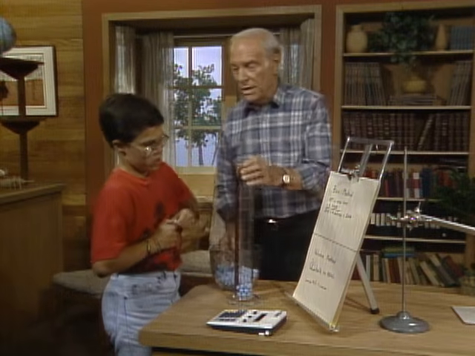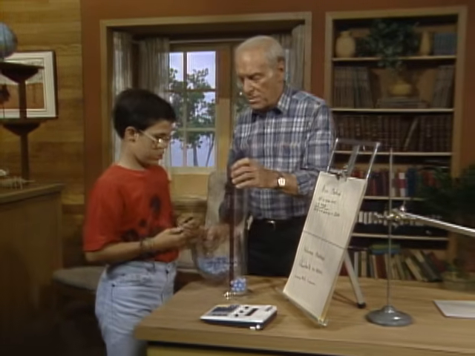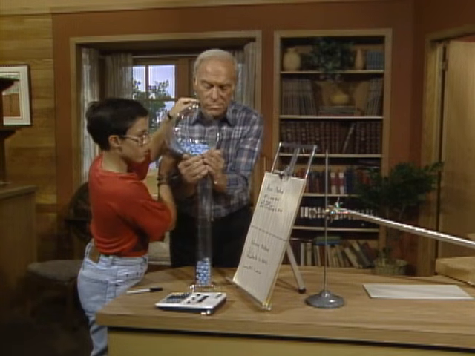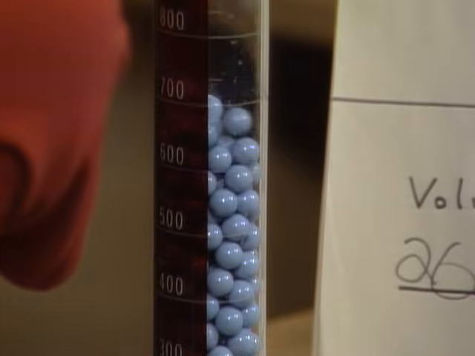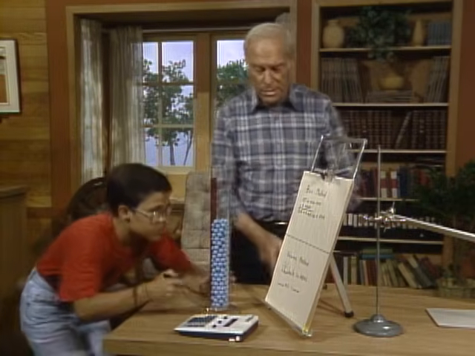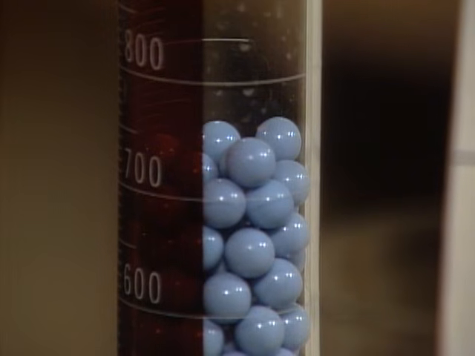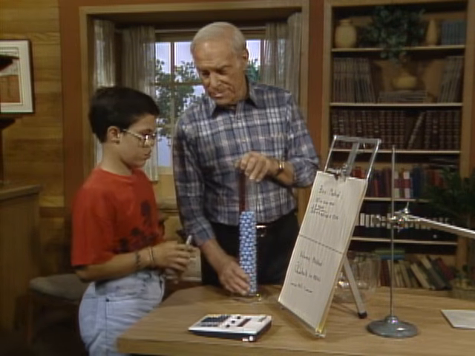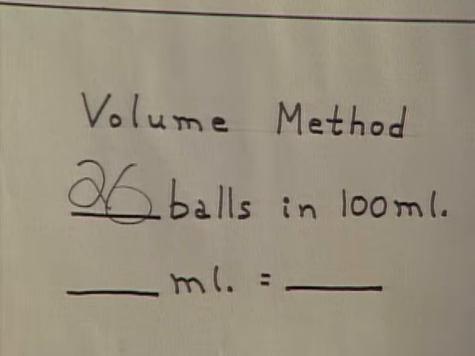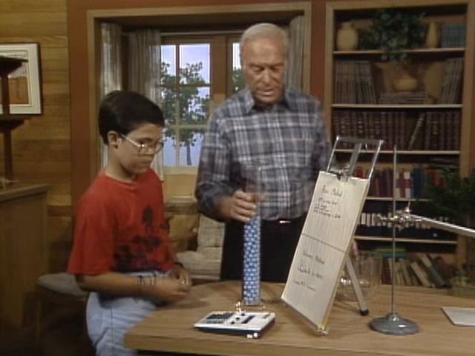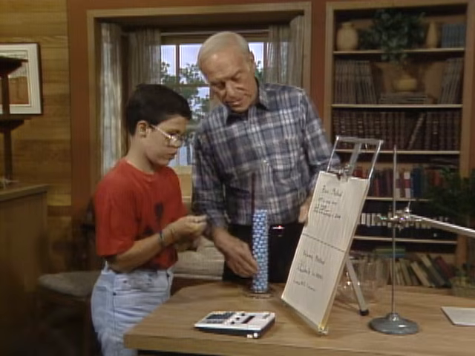Now all we have to do is get the total volume of all the balls, right? Okay, you want to pour? I'll help guide him in here. Okay. What's the total volume? Well, it's about 750 milliliters. Okay, if there's 26 balls in 100 and there's 750 milliliters, then you'd have to multiply 26 by 7.5. All right, so what do you got? Well, I've got 195. Okay, so write that in there.